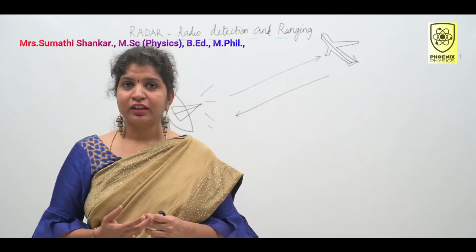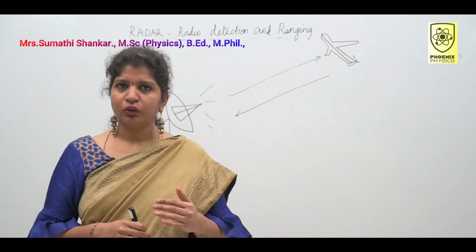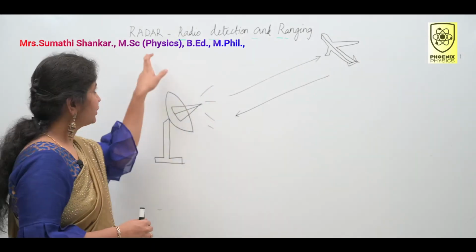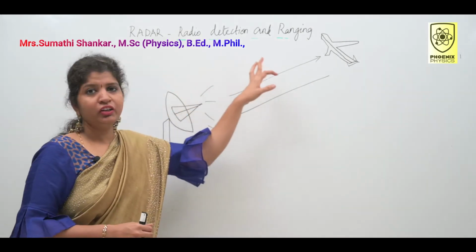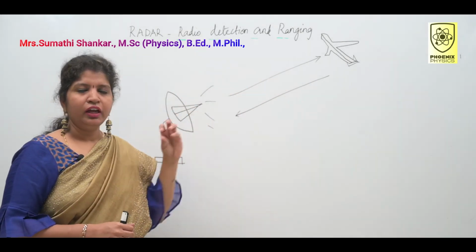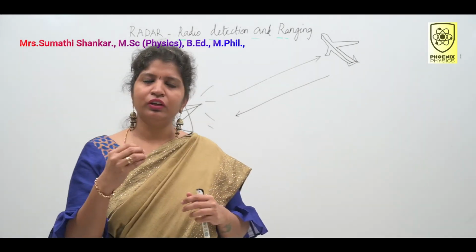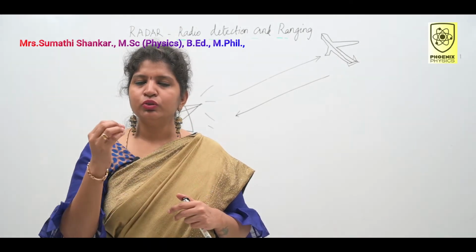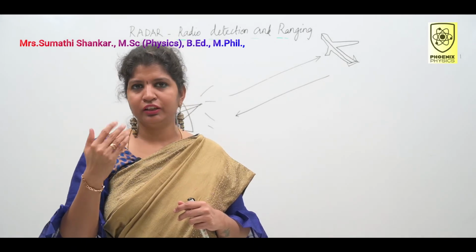In our previous class we discussed the parallax method. Today we are going to learn the radar method. Radar is an acronym for radio detection and ranging. It is used to measure the distance of a nearby planet such as Mars. It is used to determine the height of an aircraft from the ground.